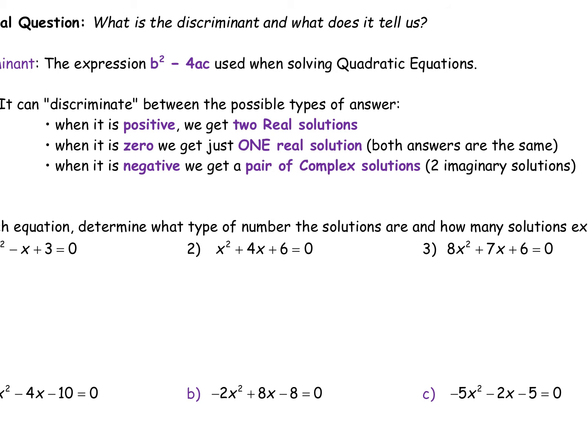Okay, so when the b squared minus 4ac is positive, I get 2 real solutions. And if it's 0, I get 1 real solution. It just means both answers are the same, so just 1 real solution. And when it's negative, I get a pair of complex solutions or 2 imaginary solutions. So any questions on that?